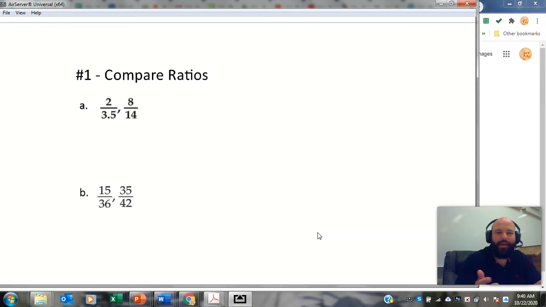So these say compare ratios. So we want to know whether these two ratios are equal. And in order to do that, we use something called cross products. And cross products are, you probably know, as cross multiply. So what that means is we're going to take these two numbers right here and multiply them, and see if that is the same as those two when we multiply them together. So as I do this, you can see we're going to do 2 times 14, which is 28.